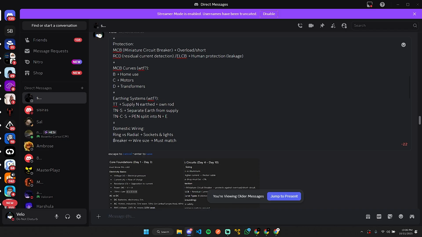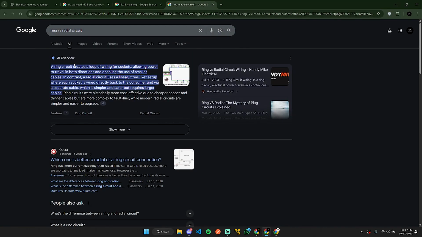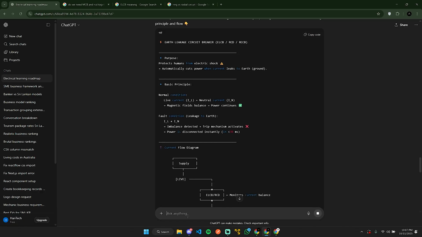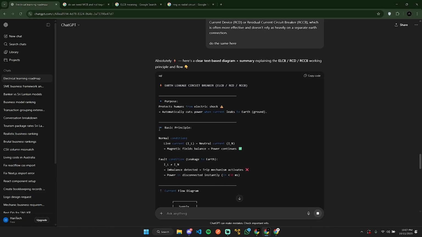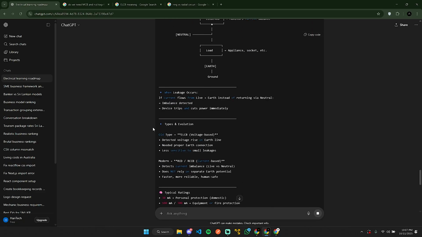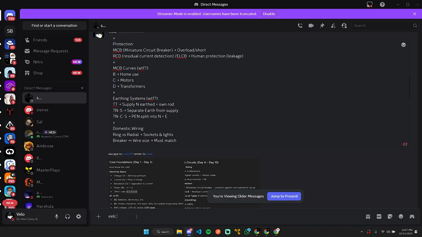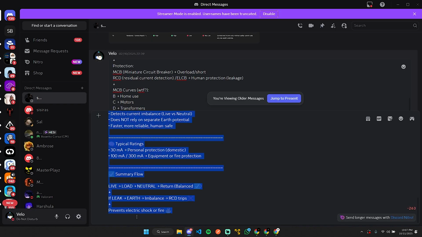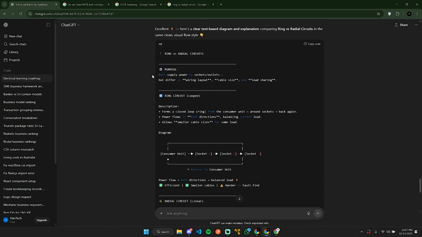Okay, so you use ring versus radial for sockets and lights, is it? What's the difference? A ring circuit creates a loop of wiring for sockets, allowing for... I'm just gonna get a simple diagram for this as well. Interesting. It's a lot of fluff, so I'm going to grab this and drop this. I'll take that later. What's this? Ring power from the closed loop.